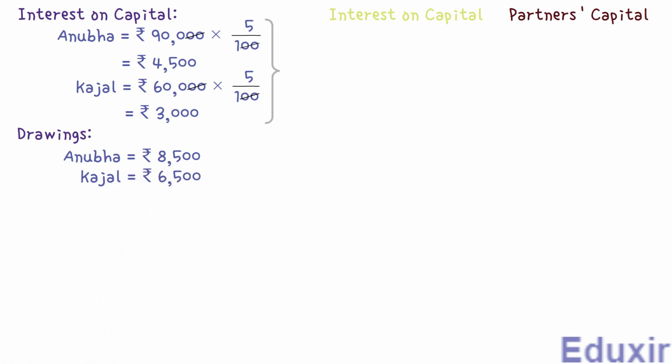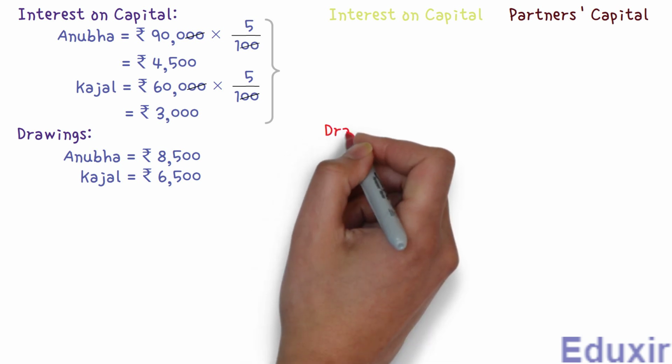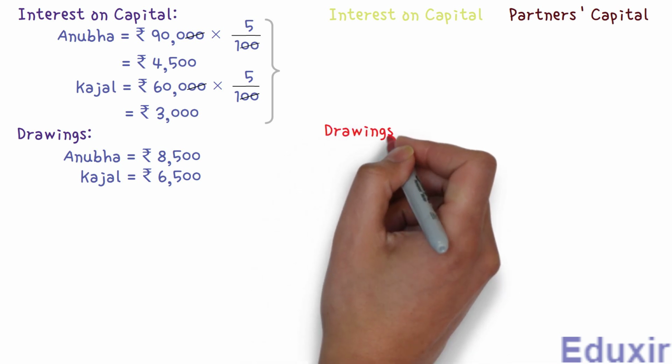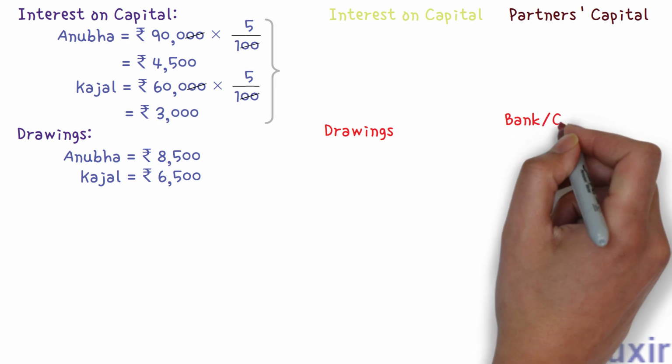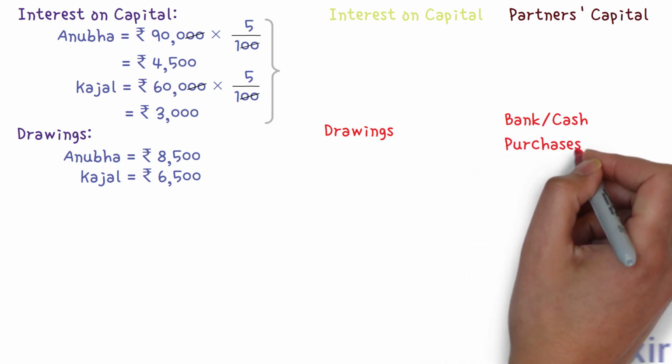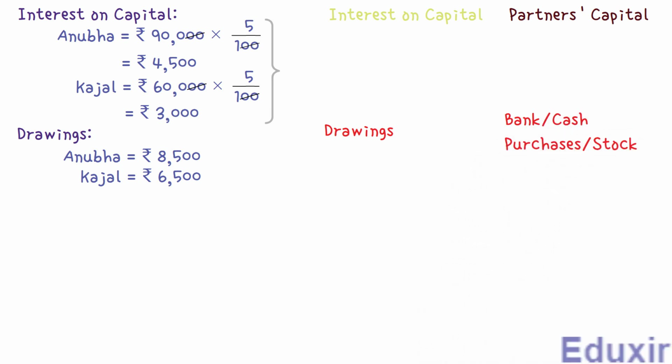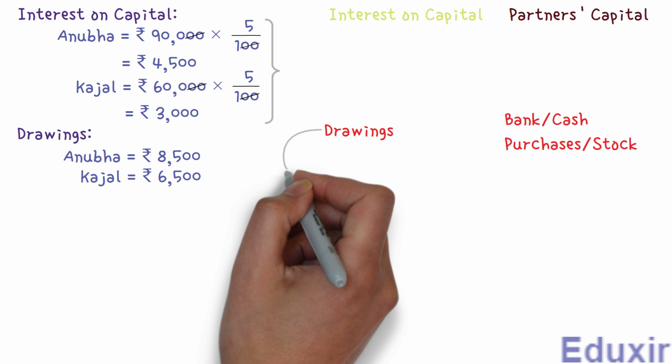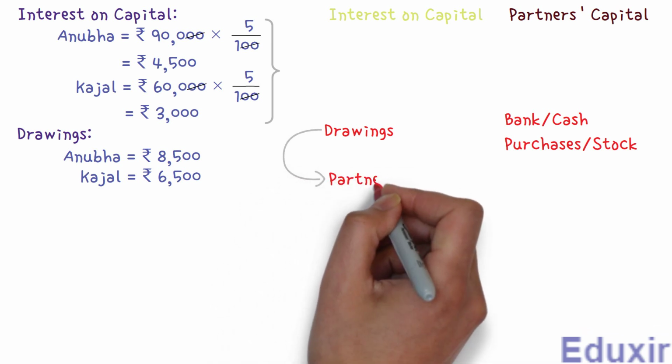When there are any drawings made, we should debit the drawings account and credit the bank or cash or purchases or stock account. Remember that the drawings can be in the form of cash or through bank, or it could be in the form of goods. As the preparation of any of these accounts is not in the scope of this problem, let's leave out these entries. Note that after posting the drawings related entries into these accounts, the drawings are transferred to the partner's capital account.